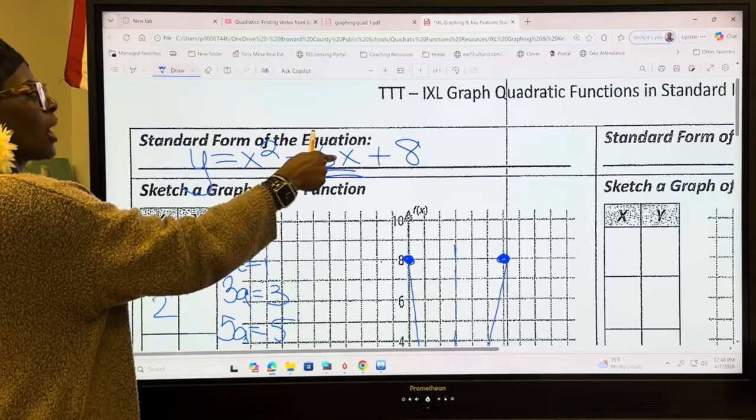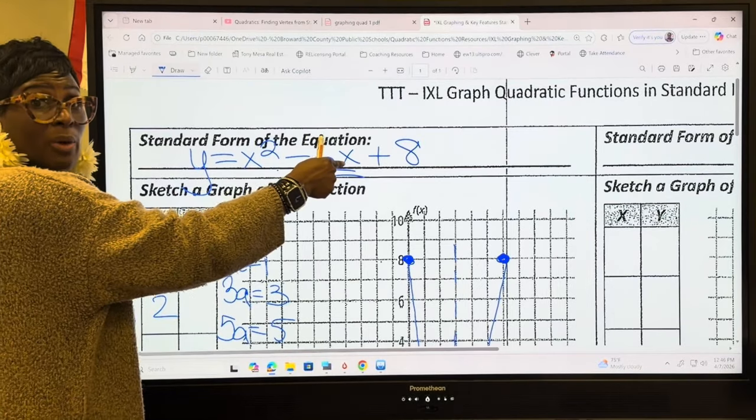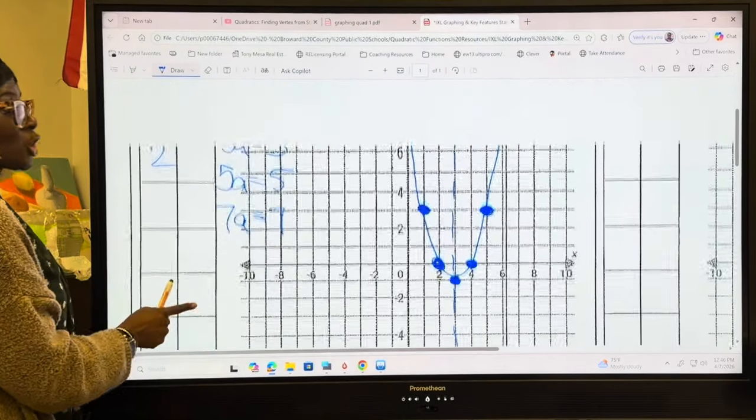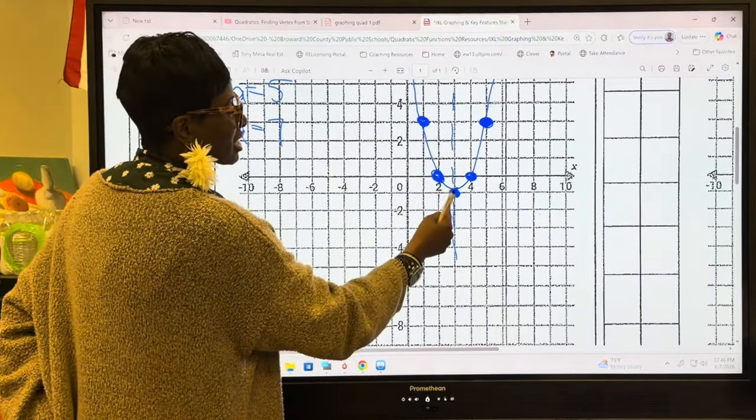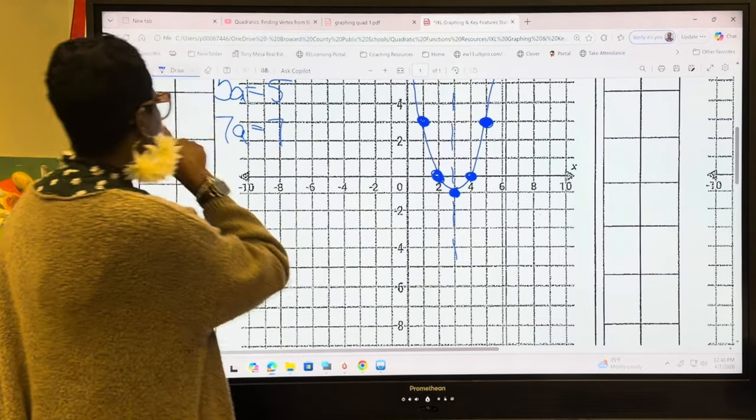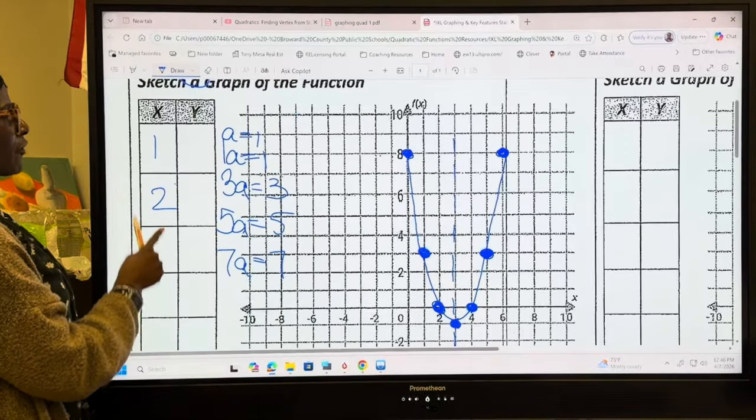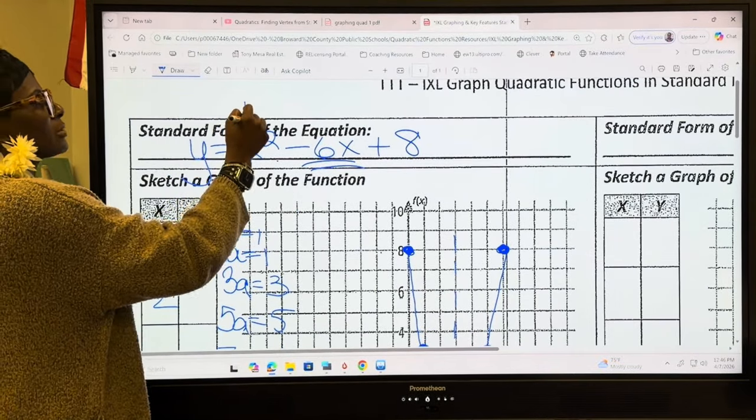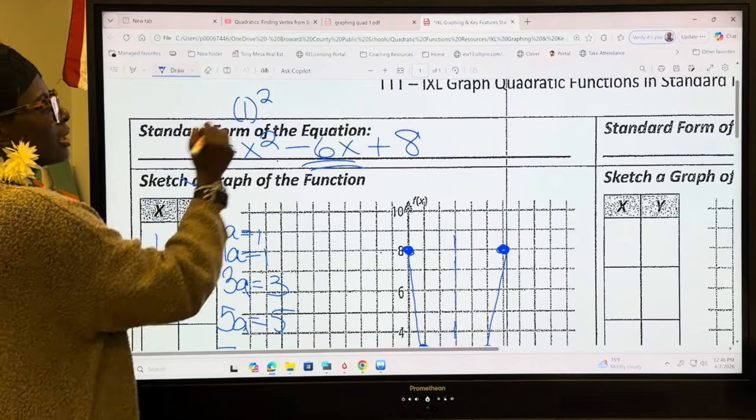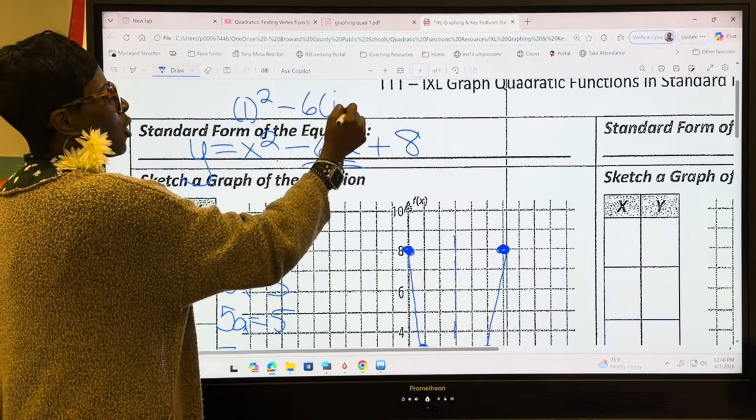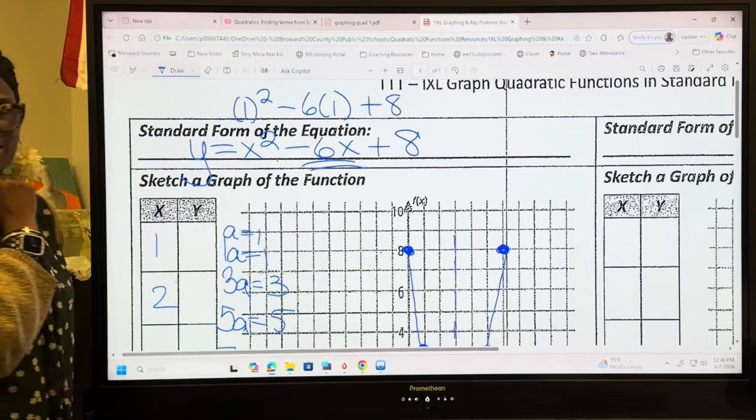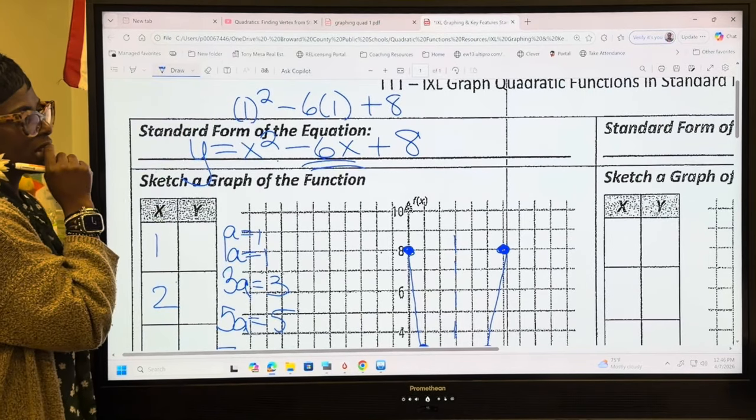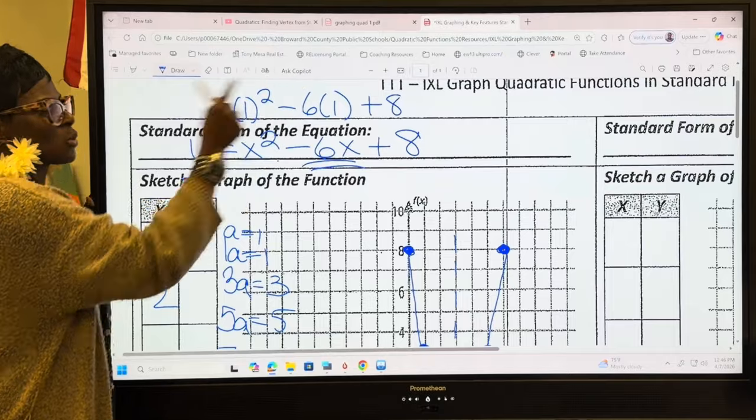So let's plug in a 1 for these x's, right? Y'all with me? What am I doing? I'm trying to see if I can get other points, okay? So if I know that my vertex is here, I'm just going to pick points around my vertex to plug in x's and see what I get for the y's. So if I plug in a 1 right here, I got 1 squared minus 6 times 1 plus 8. Y'all following? So what's 1 squared? 1. And what's 6 times 1?